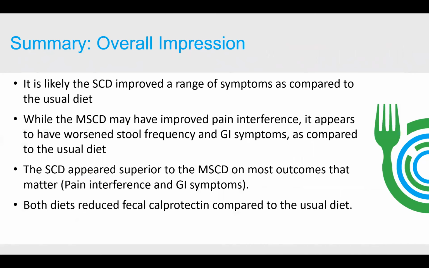So my overall impression for this patient is that it's likely the SCD improved a range of symptoms as compared to the usual diet. And while the MSCD might have improved pain interference, it appears to have worsened stool frequency and perhaps GI symptoms as compared to the usual diet. And again, the SCD appeared superior to the MSCD on most outcomes that matter, particularly pain interference and GI symptoms, and both diets reduced fecal calprotectin compared to the usual diet.